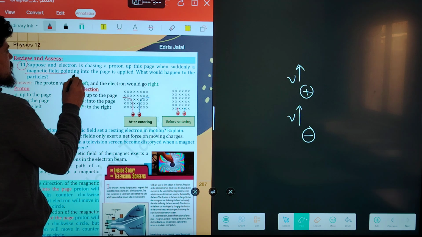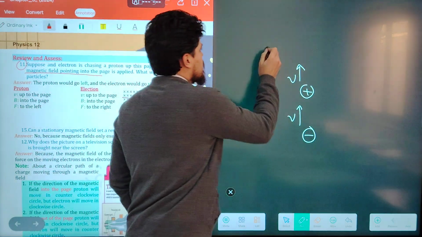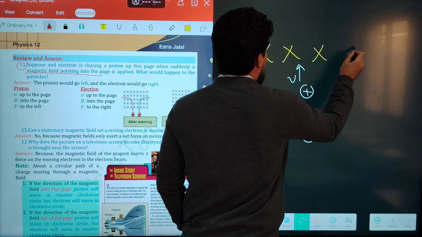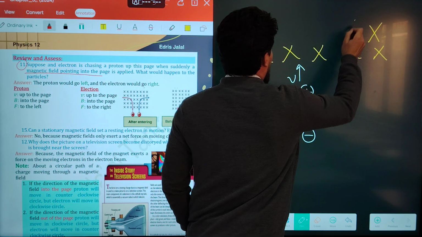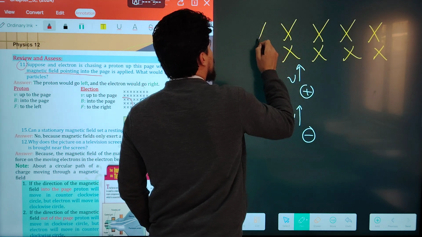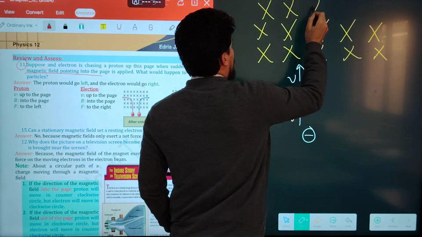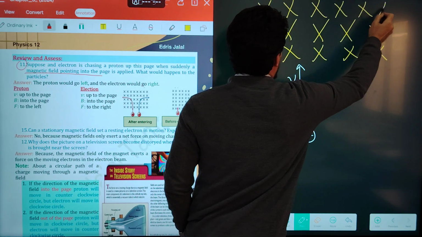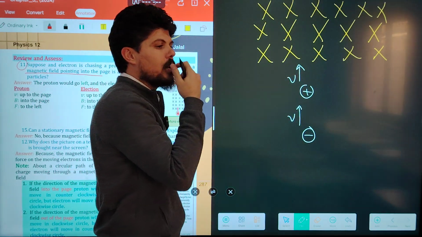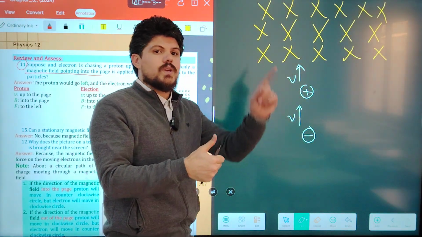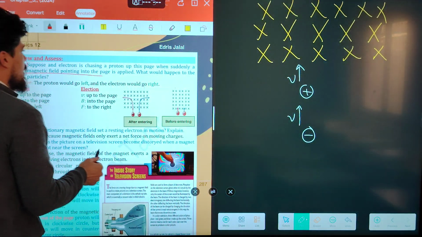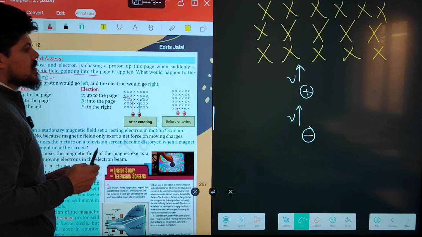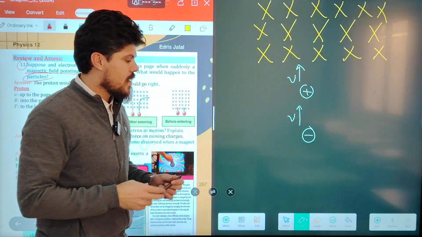When suddenly a magnetic field points into the page. The 2 charges, the electron chasing a proton up the page, both electron and proton moving upward. What would happen to the particles?